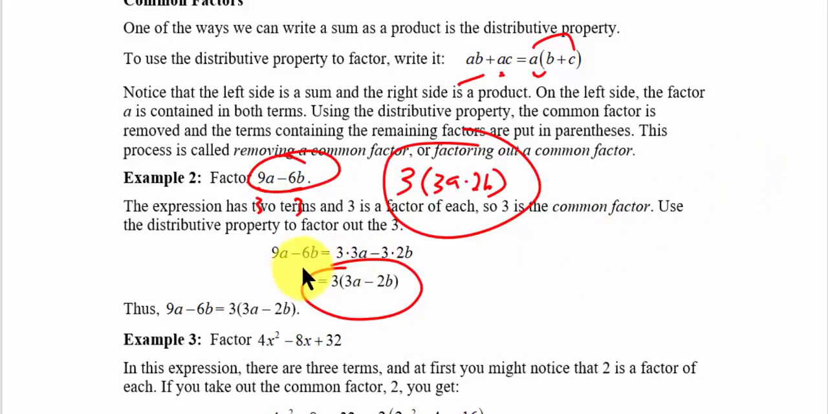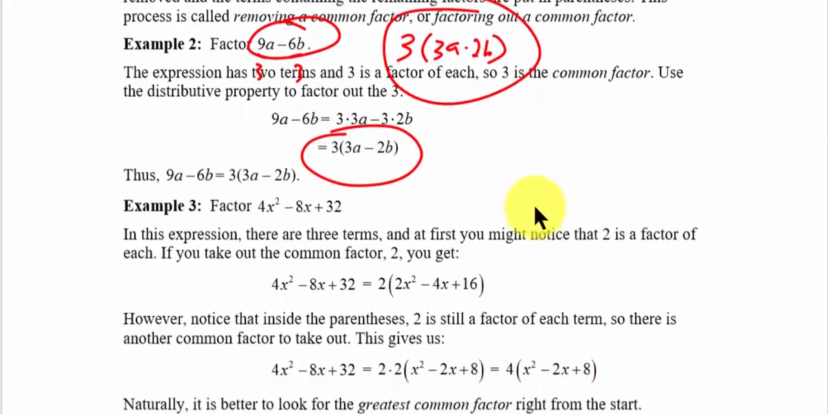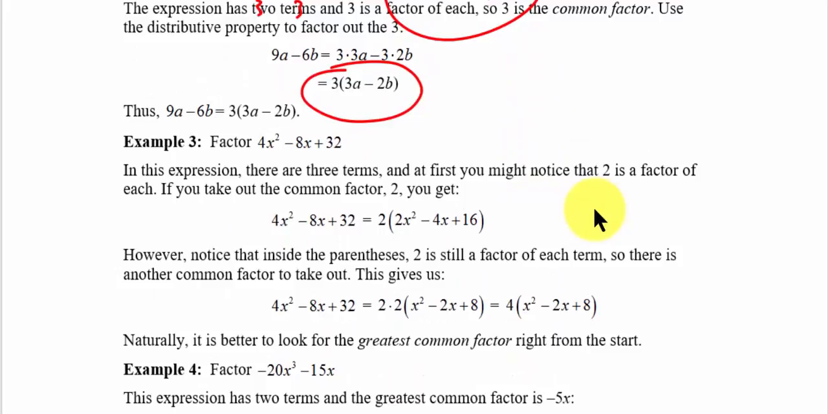And then when you look at what they've done in terms of the distributive property, they're basically breaking down the 9 and 6 into factors, right? 3 times 3 is 9. 3 times 2 is 6. You can essentially factor out this 3 or use the reverse distributive property. And then you end up with this 3 times 3a minus 2b. Okay? Look at example 3.